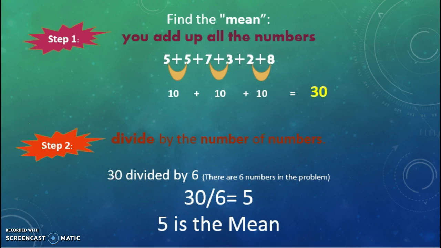So if my answer was 30 at the top when I added my numbers, I'm going to divide by 6, because I know that I counted these numbers: 1, 2, 3, 4, 5, 6, and there are 6 of them. So 30 divided by 6 equals 5. 5 is my mean or average.